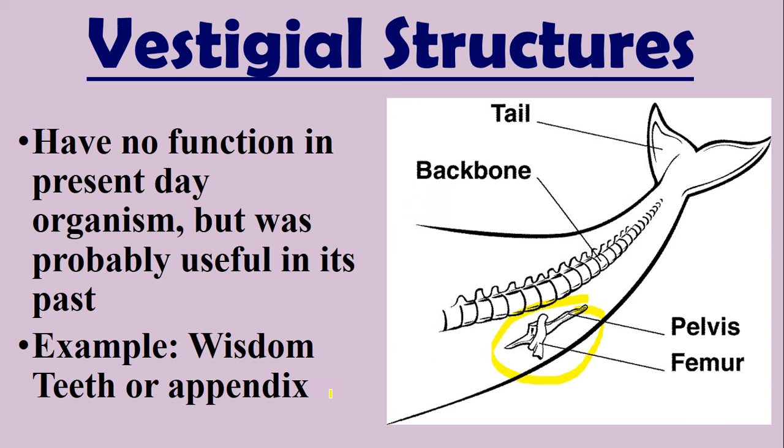In humans, we have our appendix that we don't really use anymore. If your appendix gets inflamed, sometimes you have to take it out because of appendicitis. Or wisdom teeth, we don't use them anymore. Our mouths actually aren't big enough for them anymore, and that's why most people have to get them removed in their life.